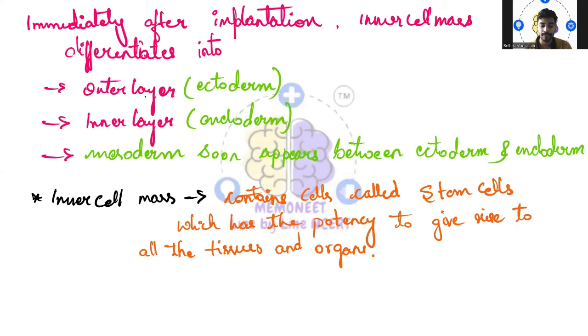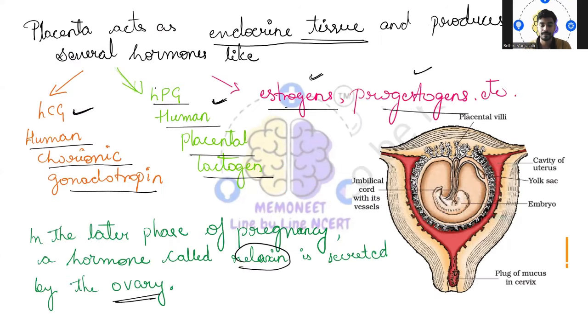Fine. So, what happens is, just a minute. This is one thing. The relaxin hormone has been secreted by what? It has been secreted by the ovary. So, we need to remember HCG, HPL, estrogen, and progesterone. These are the hormones. The levels of these hormones are being produced in the woman herself during the pregnancy.